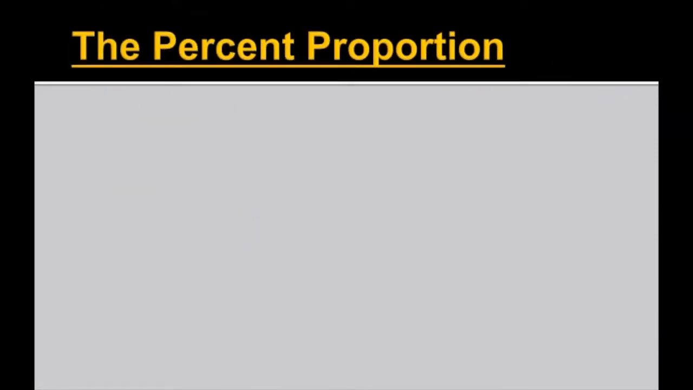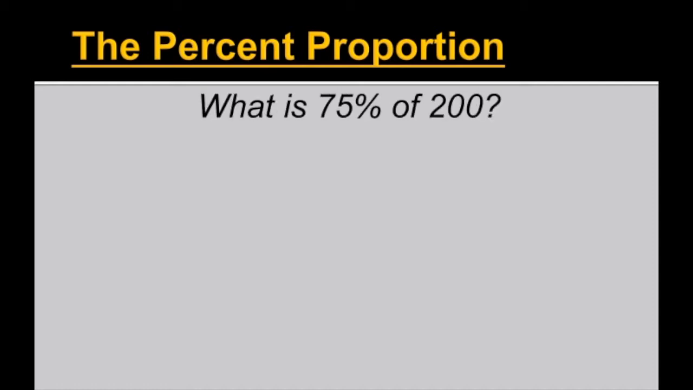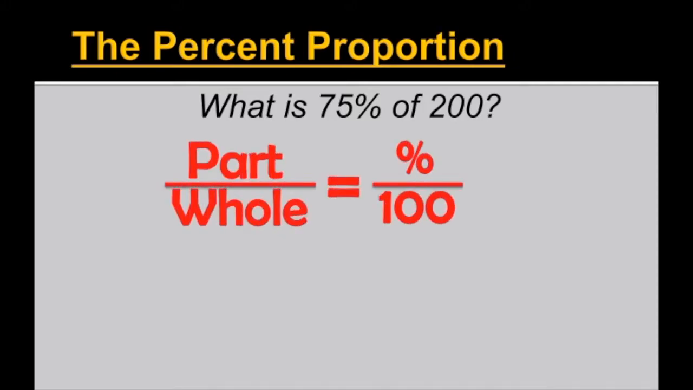So let's start with the percent proportion. This proportion formula will stay the same all the time no matter what. And let's start with a question. What is 75% of 200? Well, this is the percent proportion. It says part over whole equals percent over 100.